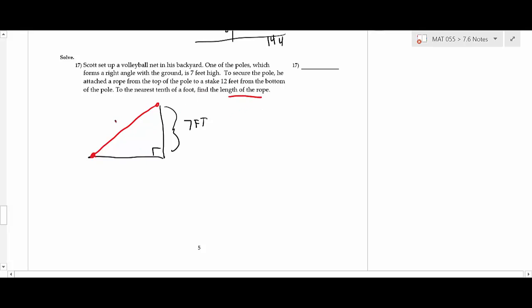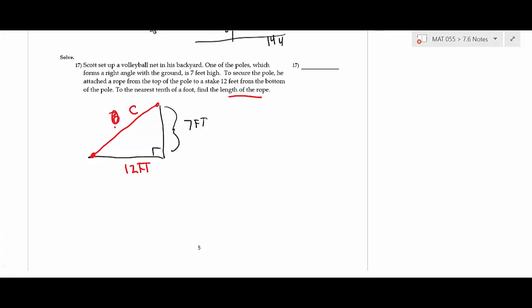Okay, so that's our unknown. That's the 12 feet. Sometimes on a word problem, you have to read it a couple of times to really be clear on what it's asking. So it's telling you the height of the pole is 7, and then when you stake that to the ground, that's 12 feet from there. Okay, so what are you trying to find in this? The hypotenuse. You're trying to find C. Good. So that's going to be C.